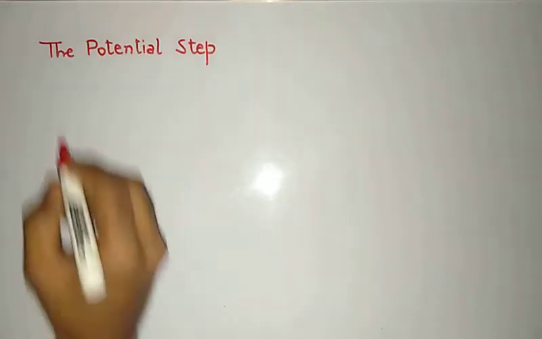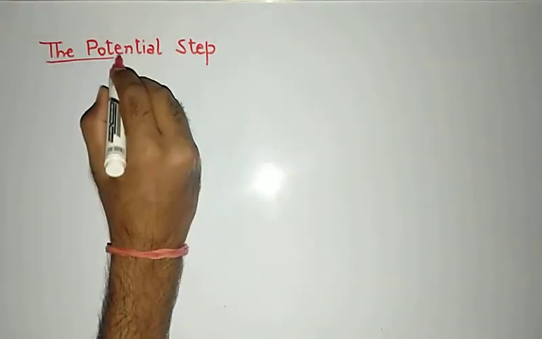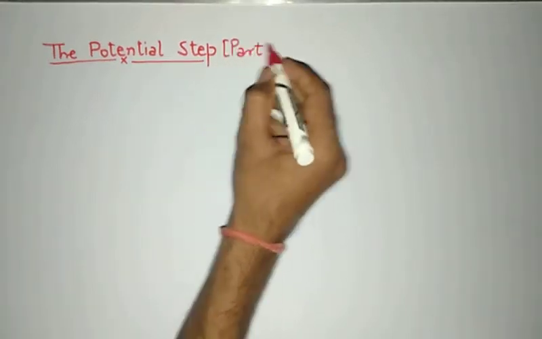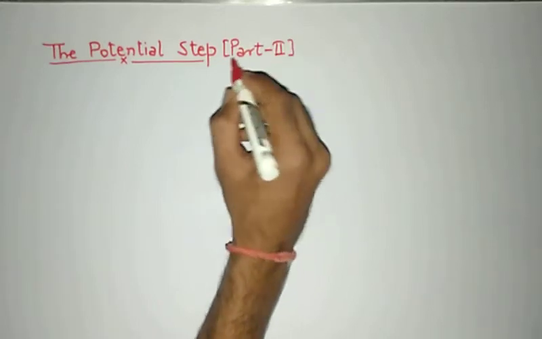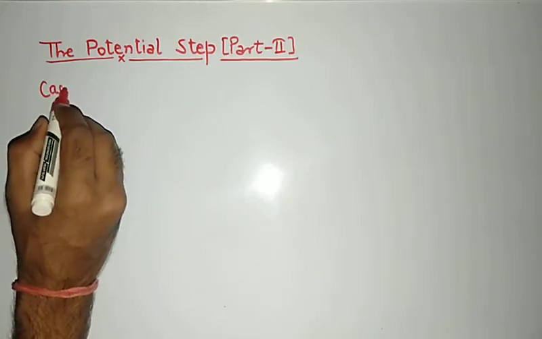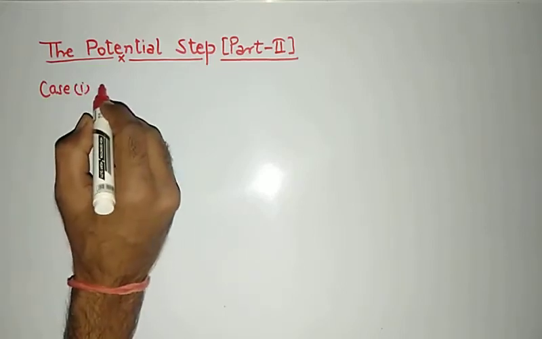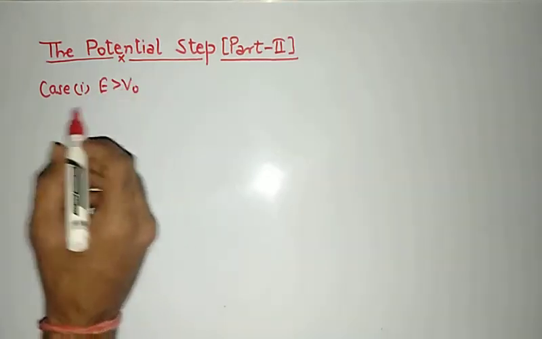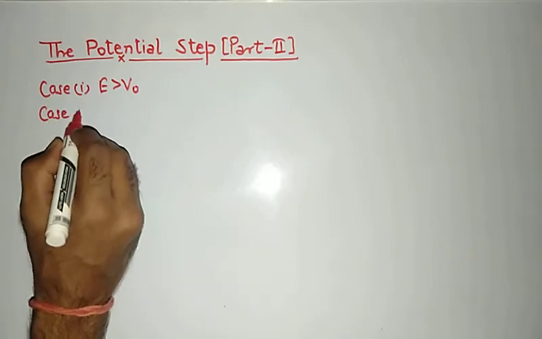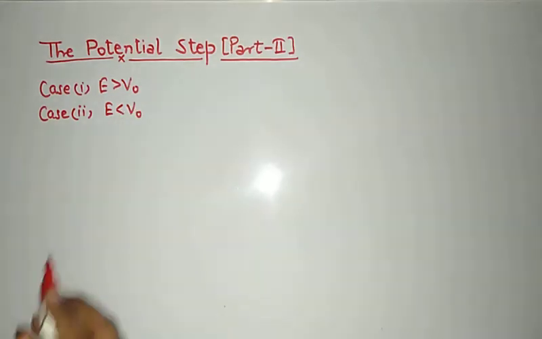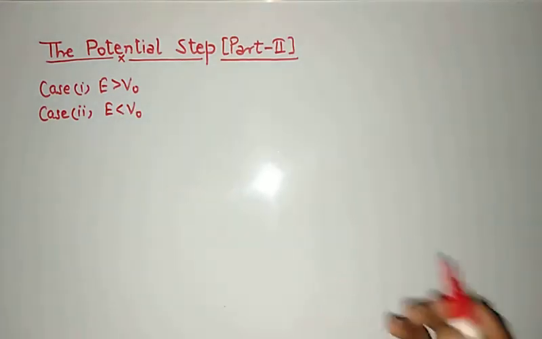Now start potential step, part second. In part first, we have considered case first, E greater than V naught, in 2 videos, and now we will proceed toward case second, E less than V naught. So what is E and V? Let us consider here.